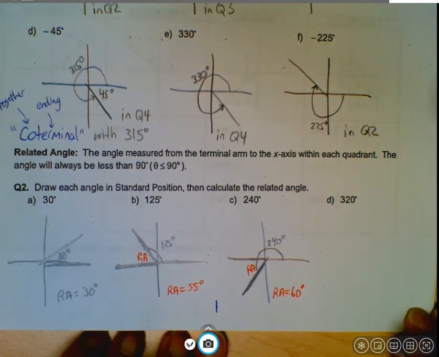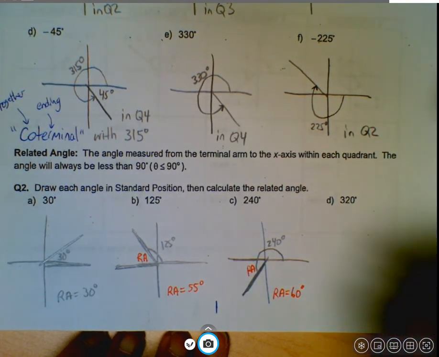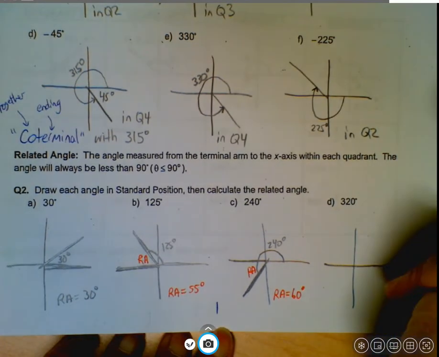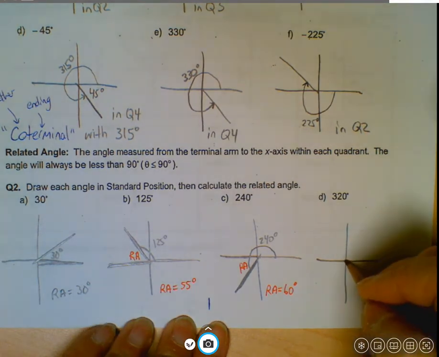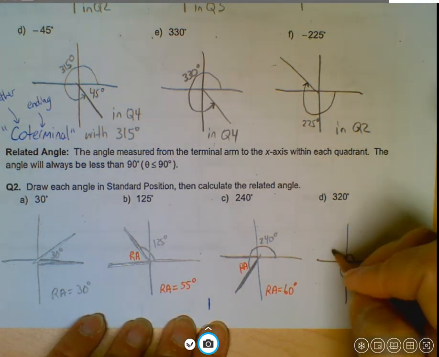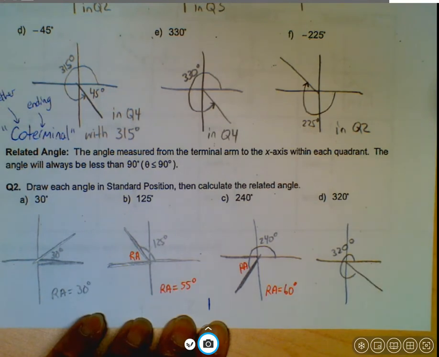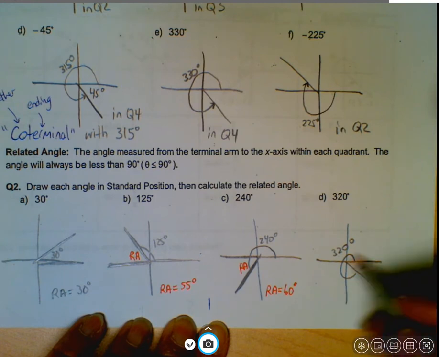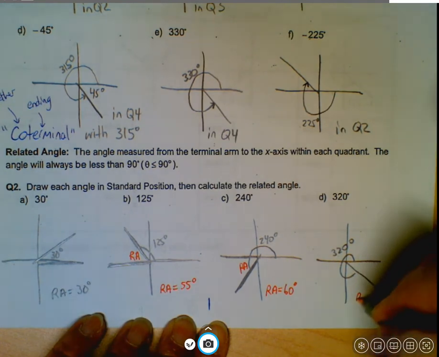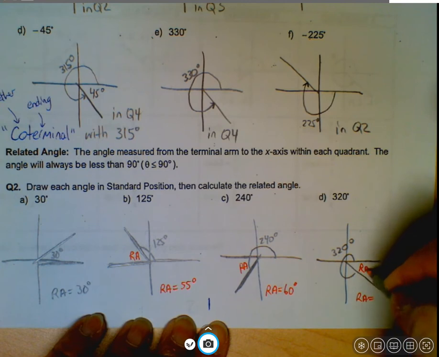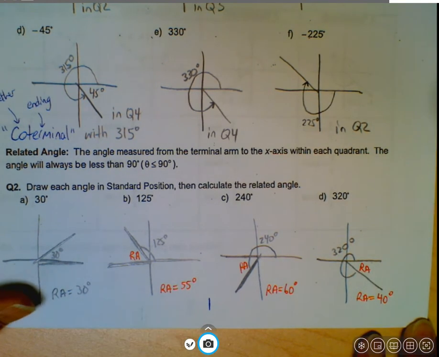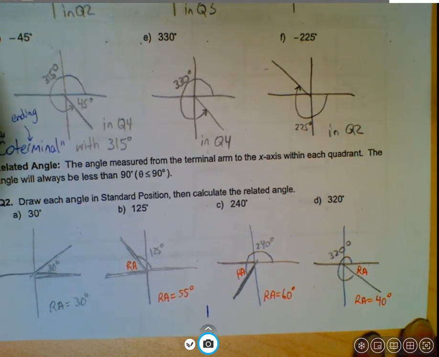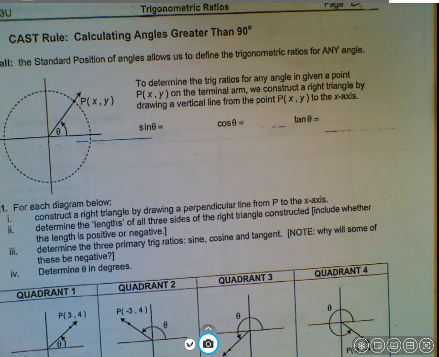Okay, huge concept, this related angle. It's very, very important to us in this part of the unit. 320, go all the way around almost to the end. This is 320. Related angle is going to be between the terminal arm and the x-axis in that quadrant right here. So here's your related angle, that's going to be 40 degrees. Right, 360 minus 320. All right, so now we have all our language. Let's go to the next page.